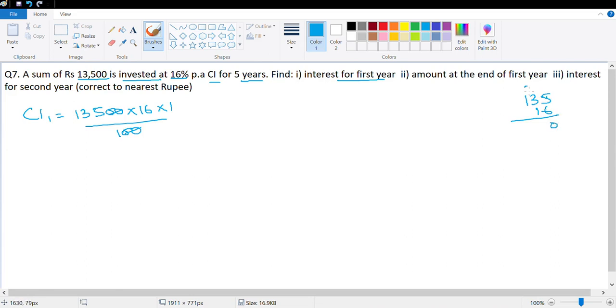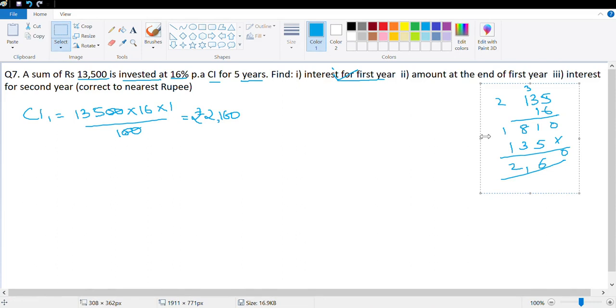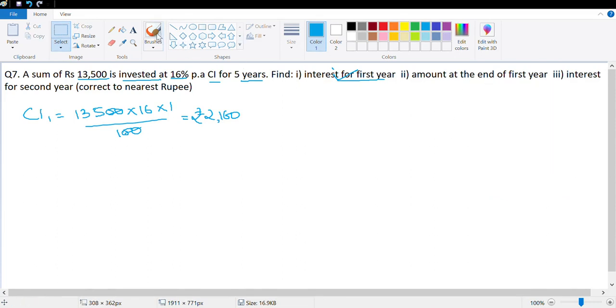6 into 5, 30. 18 plus 3, 21. 6 plus 2, 8. And that's 2160. So this is compound interest for first year is 2160. Done. Let's look at the second part of the question. Interest for second year corrects to nearest rupee.